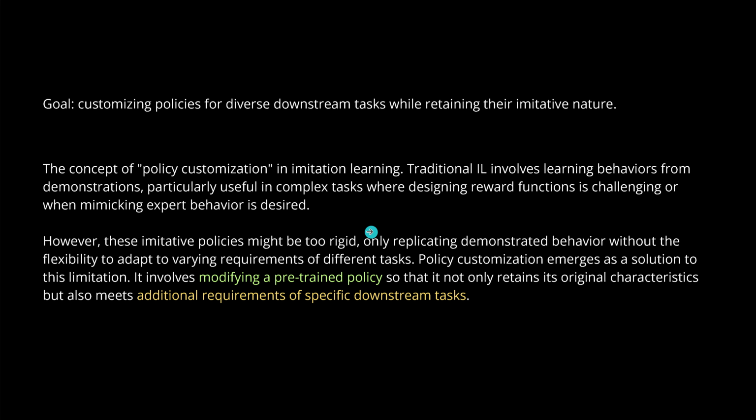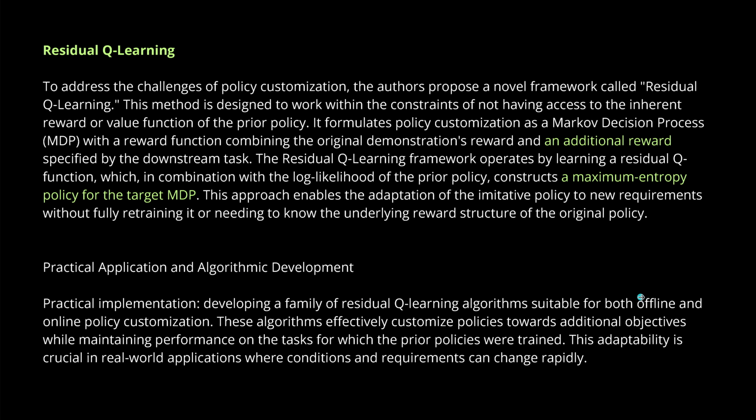However, these imitation policies might be too rigid, only replicating the demonstrated behavior without the flexibility to adapt to varying requirements of different tasks. I can give you a quadratic equation, I can give you 100 examples, but maybe on the 101st example, there's a little difference, so there's a problem. Now, policy customization emerges as a solution to this limitation. It involves modifying a pre-trained policy so that it not only retains its original characteristics, but also meets additional requirements of our specific downstream task. And I will give you an example of a downstream task in a second.